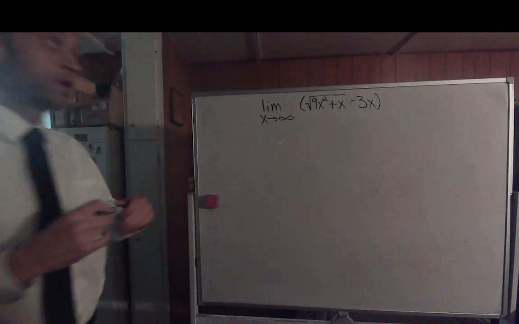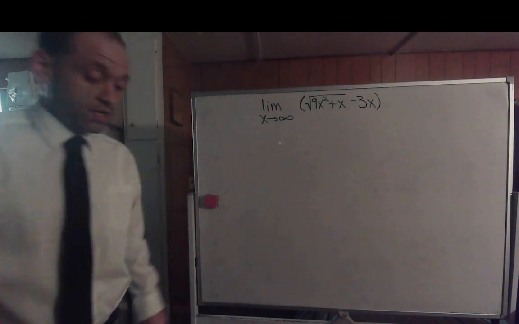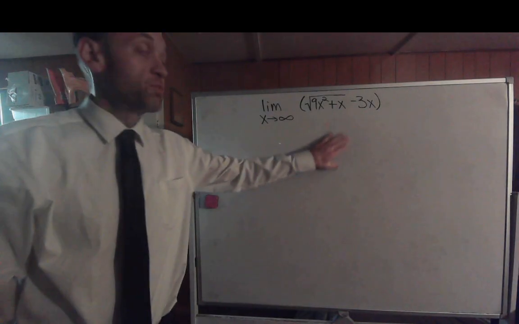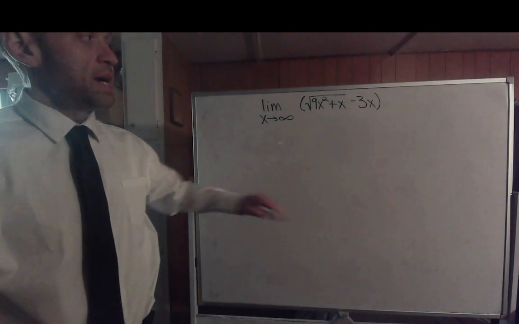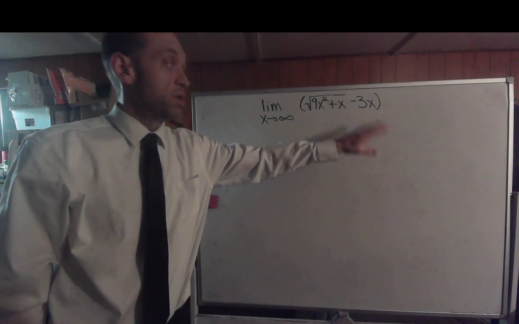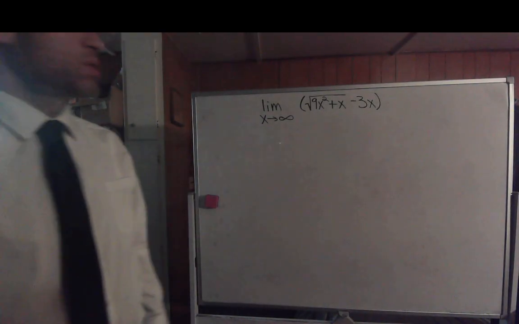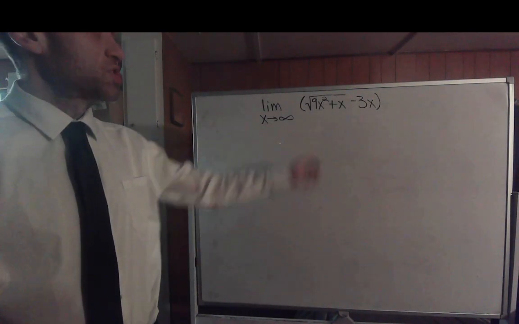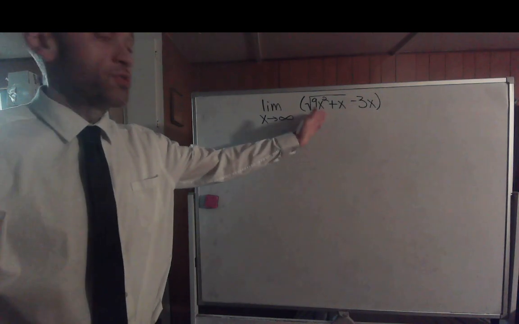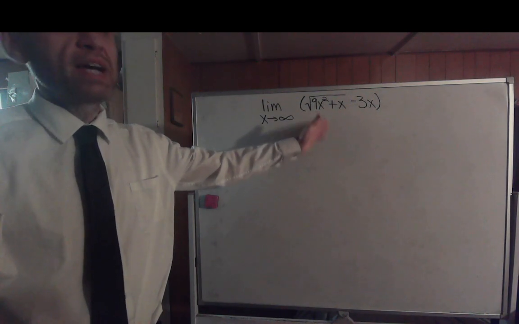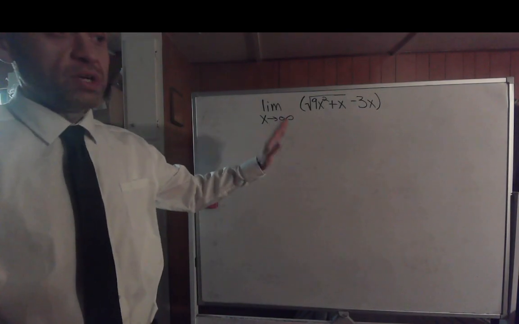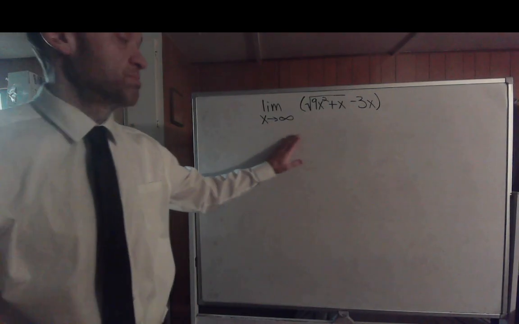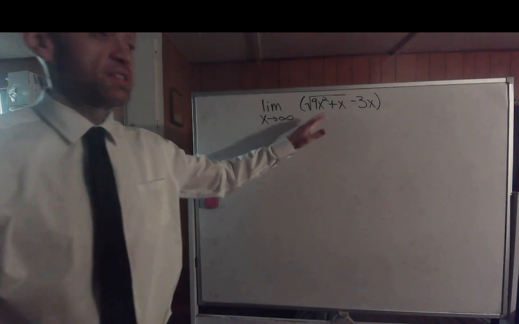Well, what are we going to do then? We don't have denominators, we just have a square root minus a regular polynomial term. What are we going to do then? Well, the square root of 9x squared would be 3x, right? Technically 3 times the absolute value of x, but it's going to be 3x since we're approaching positive infinity, so we'll just say it's 3x.